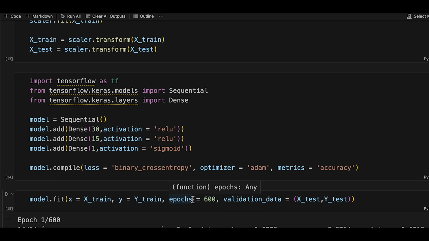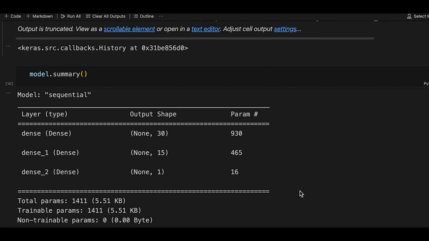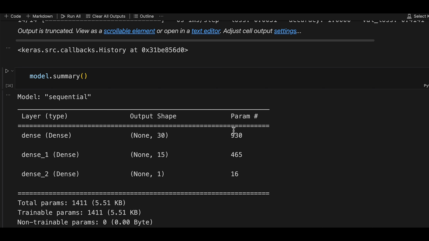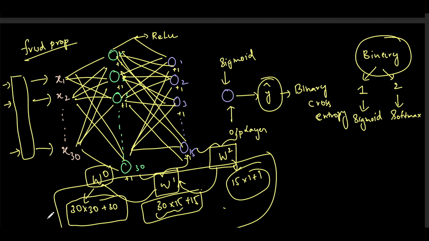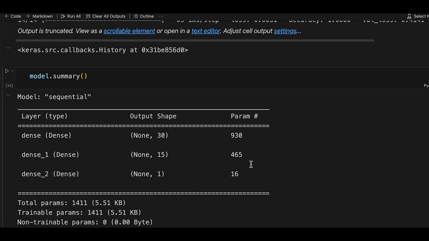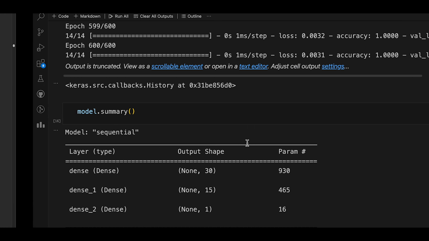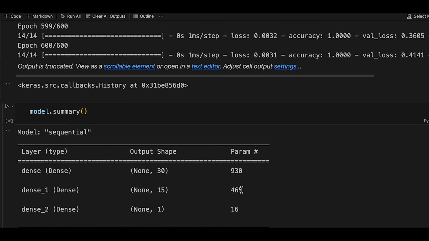I hope you got to know the difference between an epoch and an iteration. Then we are passing our validation data as our testing data itself. This runs for 600 epochs. And if you check the model.summary, it will give the details about the number of parameters in each of these cases. We have written these numbers, right? You can check whether we wrote them correctly from here, which will tell us how well we understood the model. We can know that by manually calculating these and matching with this model.summary.